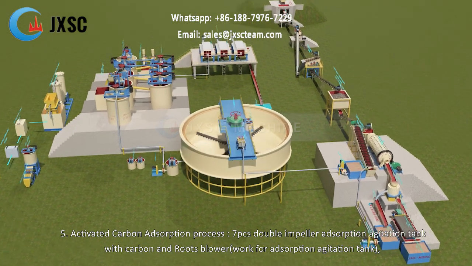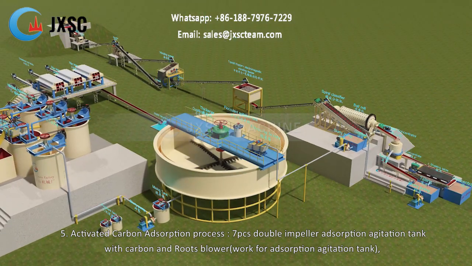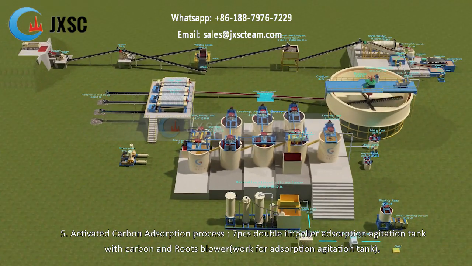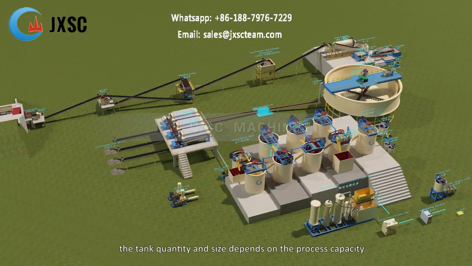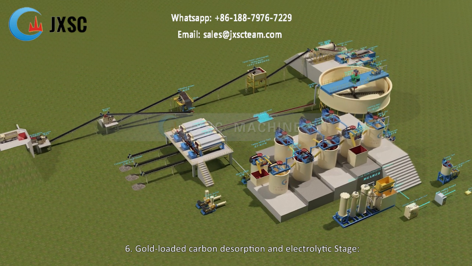5. Activated carbon adsorption process. 7 pcs of double impeller adsorption agitation tanks with carbon and a roots blower work for the adsorption agitation tank. The tank quantity and size depend on the process capacity. 6. Gold-loaded carbon desorption and electrolytic stage.